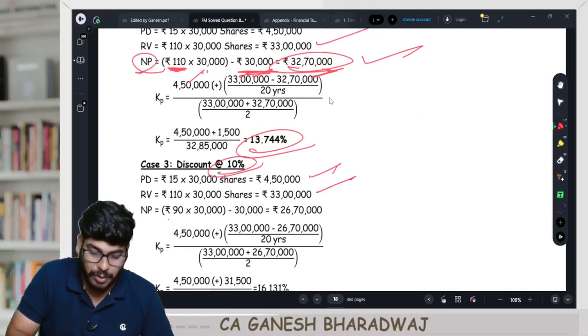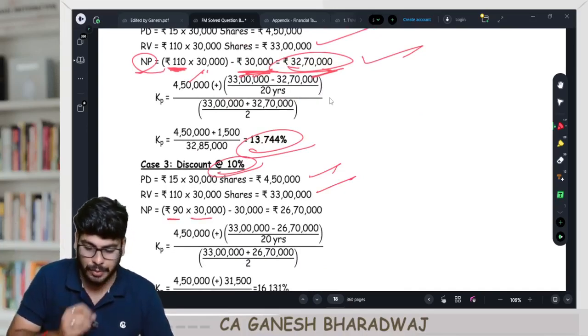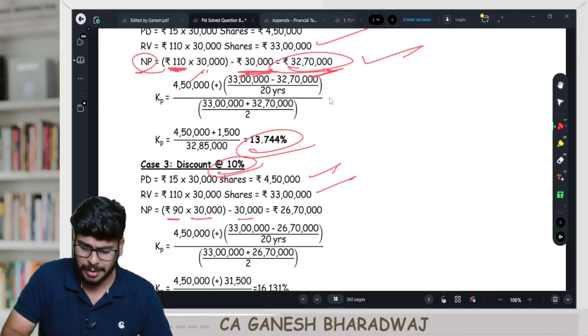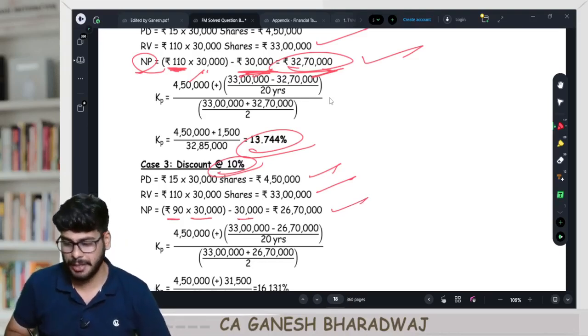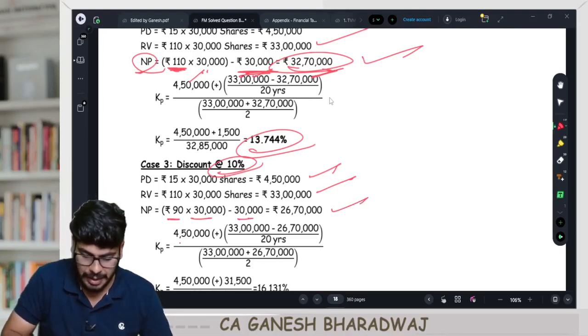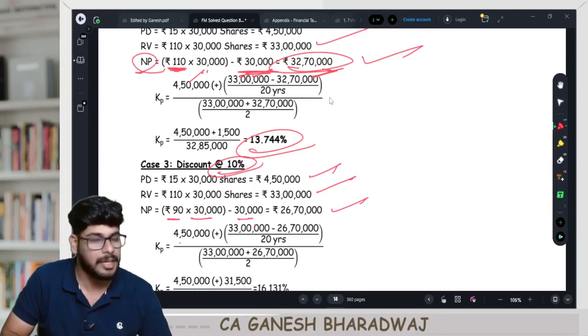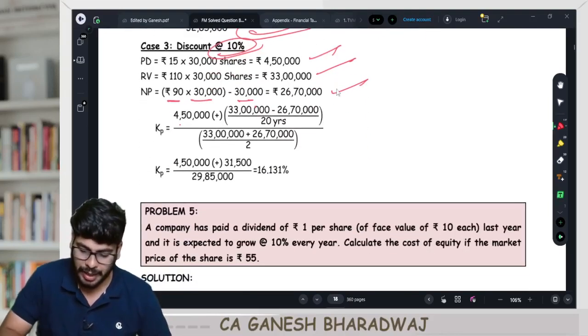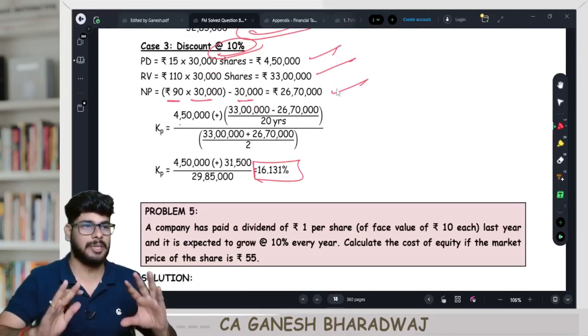And similarly, if it's going to be at a discount of 10%, preference dividend and redemption value, no change. Only in the net proceeds you get a change. What is it? 90 into 30,000, right? Minus the 30,000 of flotation cost, you get 26.7 lakhs. So it's 4 lakh 50 plus 33 minus 26.7 lakhs, the whole by 20, the whole by 33 plus 26.7 by 2. So you get a figure of 16.131%.